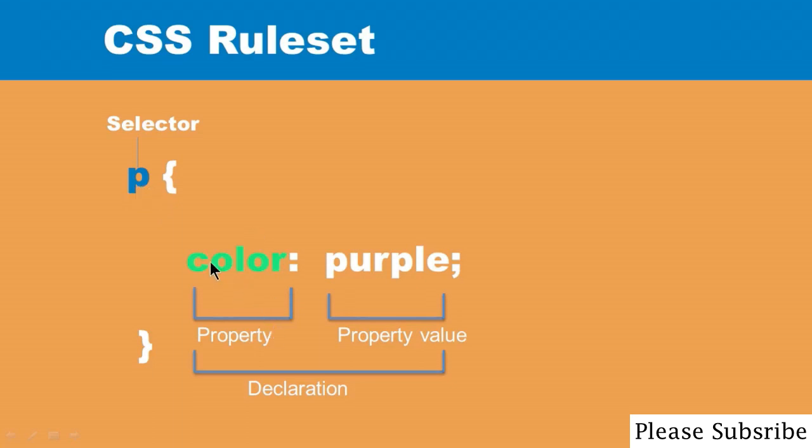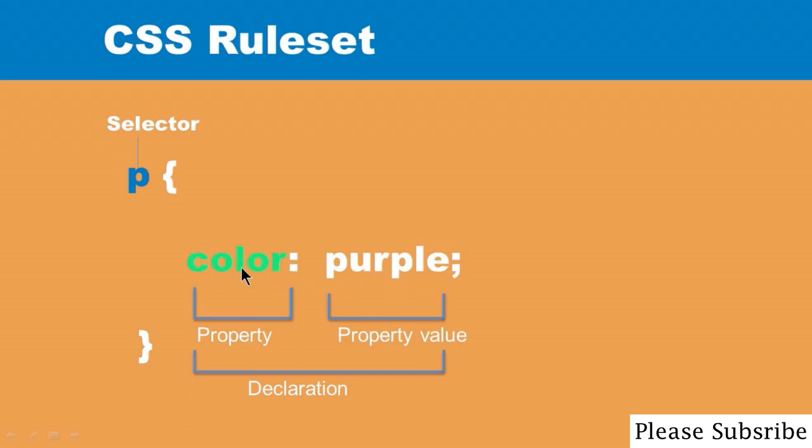So the color is referred to as a property, and then you use a colon. It's very important. You have to separate the property from the property value with a colon. You can see this colon here. Once you've indicated the property, you have to give it a value, and this is known as the property value. In this example, I'm styling the paragraph tag, which is this P here, which is a selector. I'm changing the color property to purple. So that's how you do it.